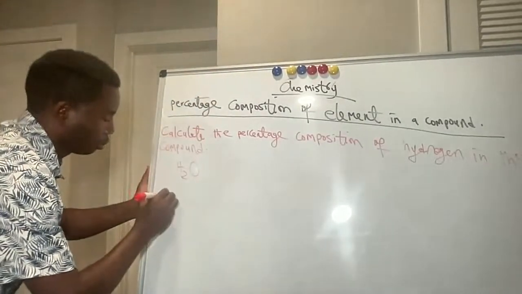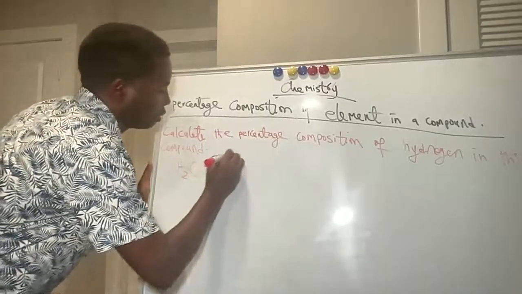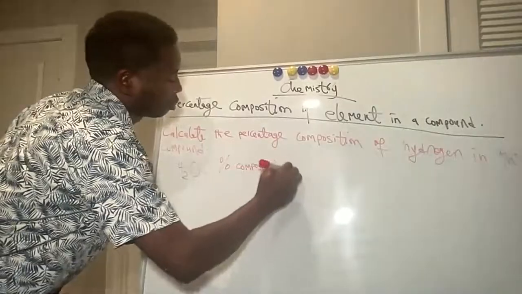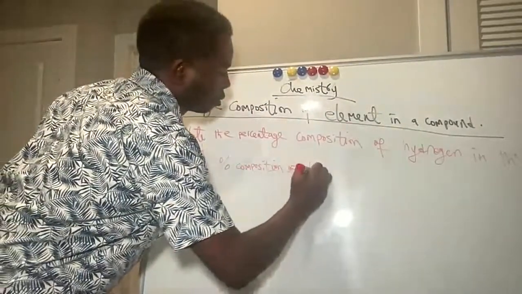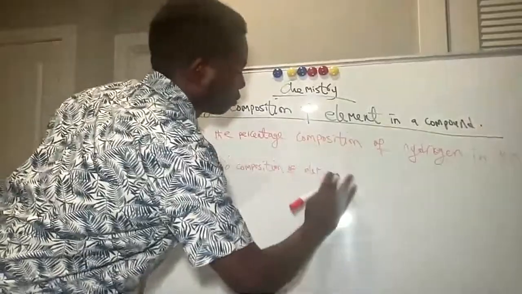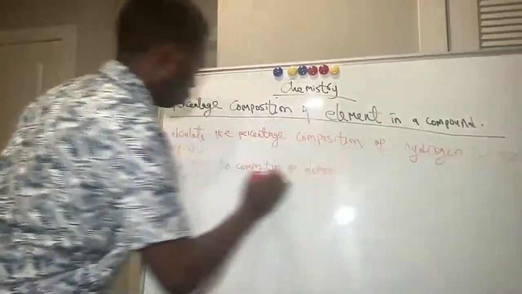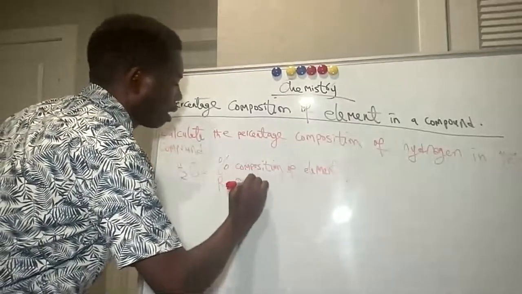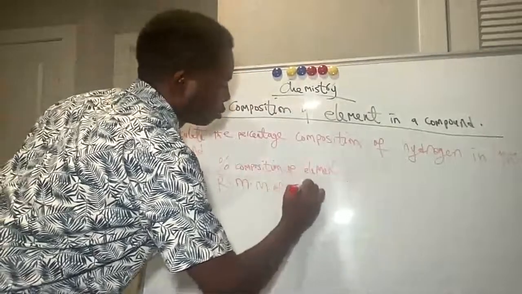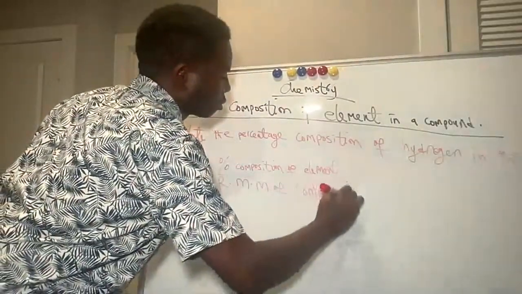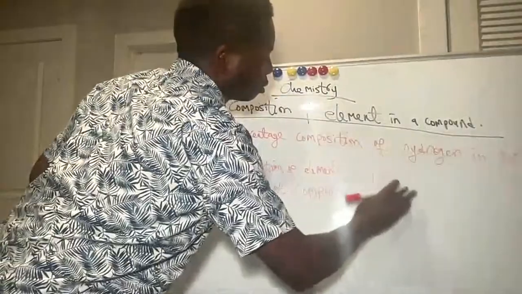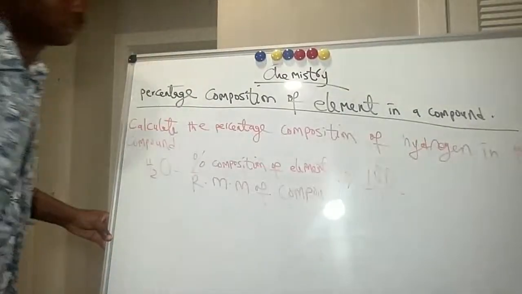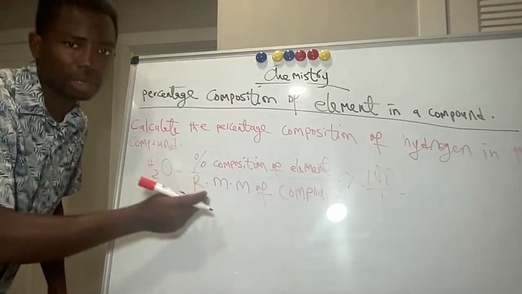Now, this is the formula we are using. Percentage composition of an element is equal to the mass of the element over the relative molecular mass of the compound, times 100 over 1. This is the formula we're going to use.